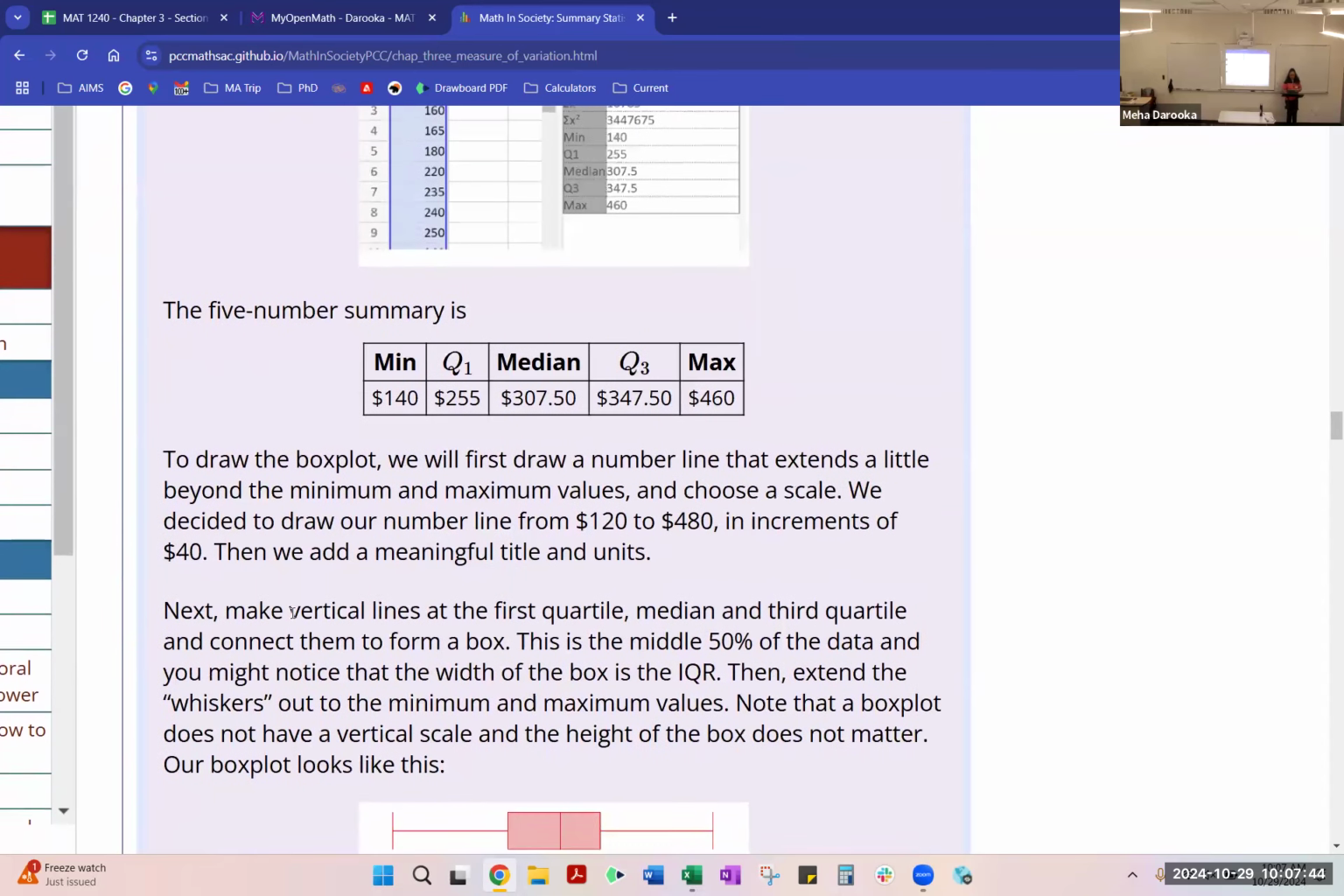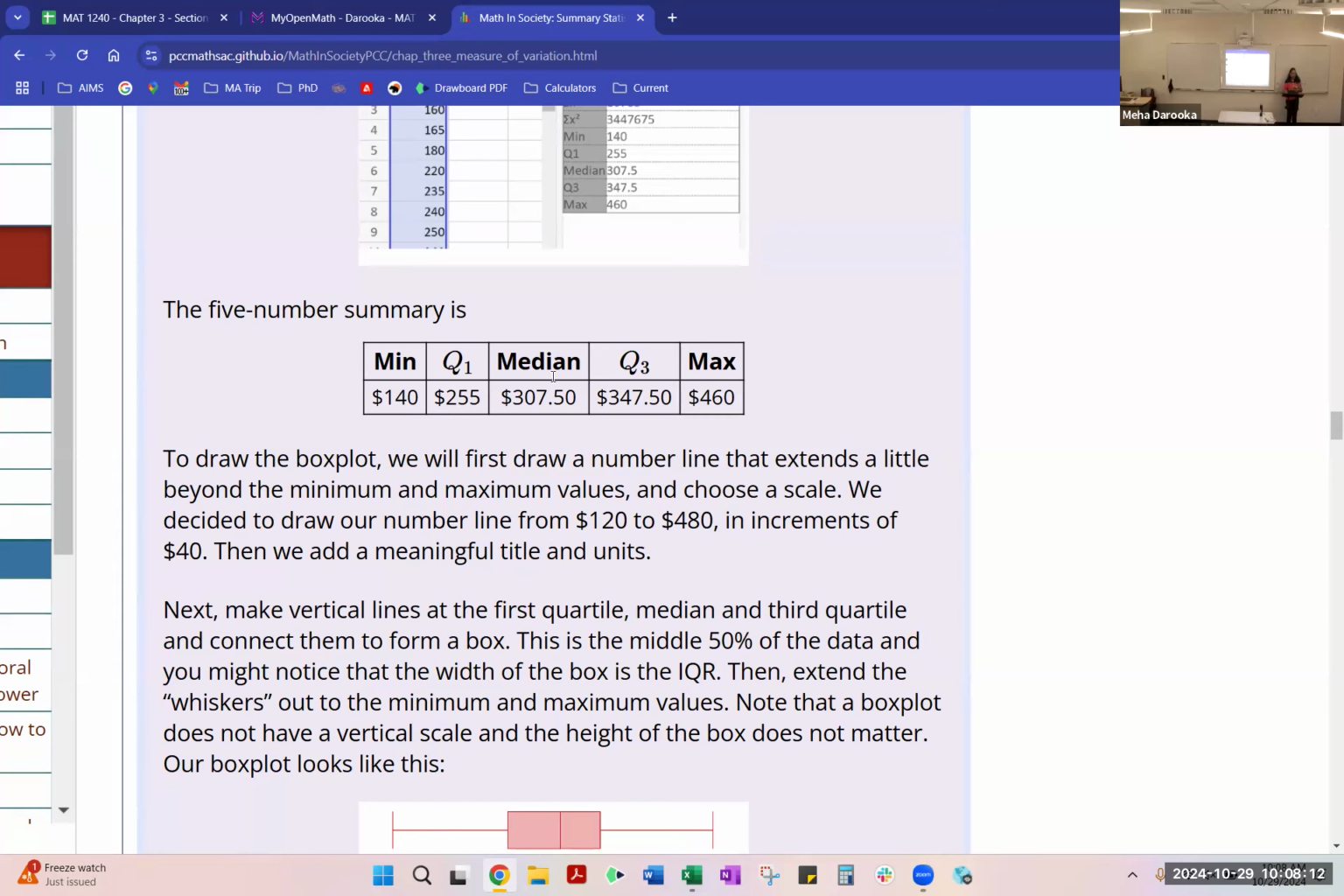And so in this case, you can see the minimum a student paid for a textbook, or the total cost of a textbook, was $140. The maximum they paid was $460. The median is coming out to be about $307.50. And then if you just look at the lower half of the data set, the quartile 1 is coming out to be $255.